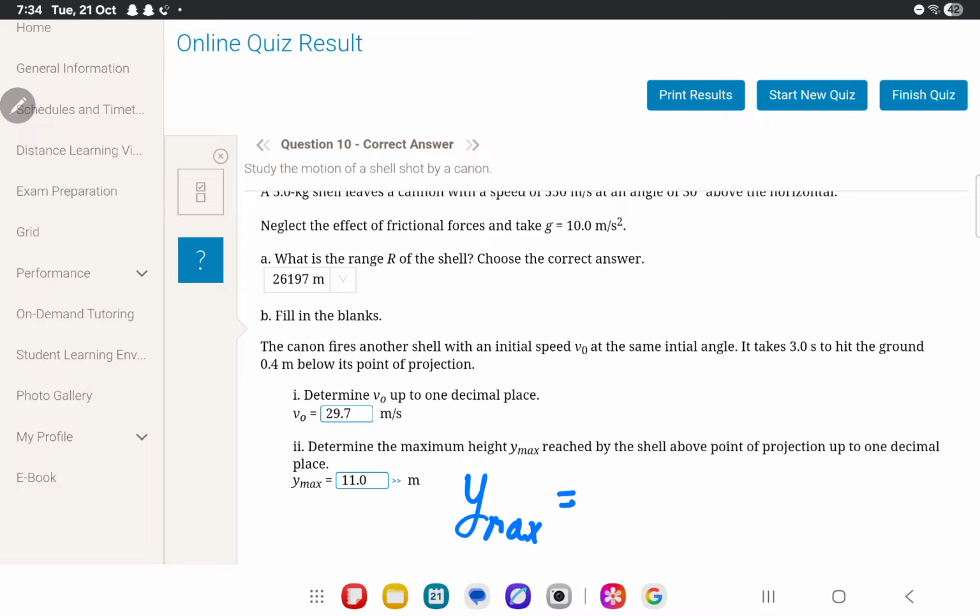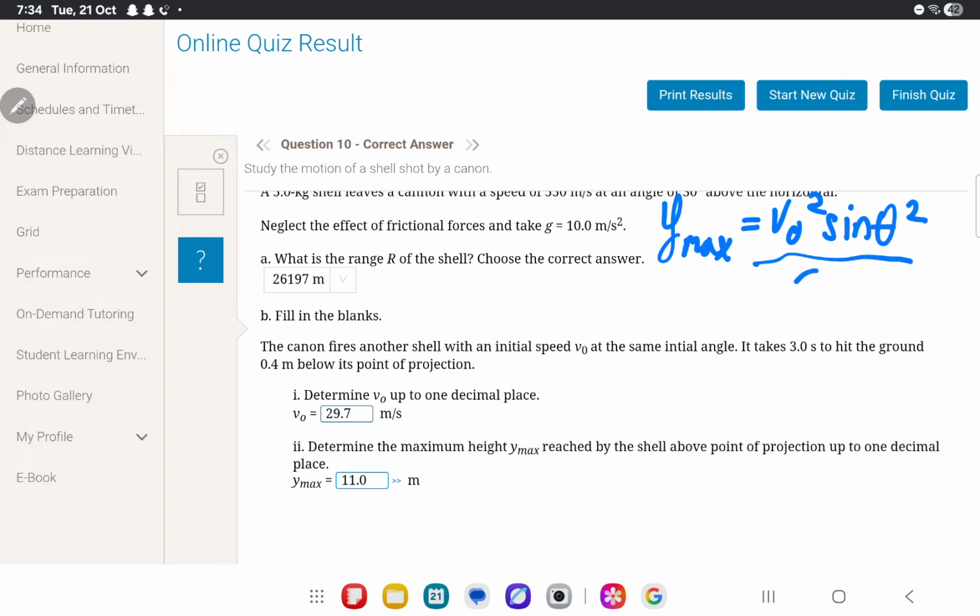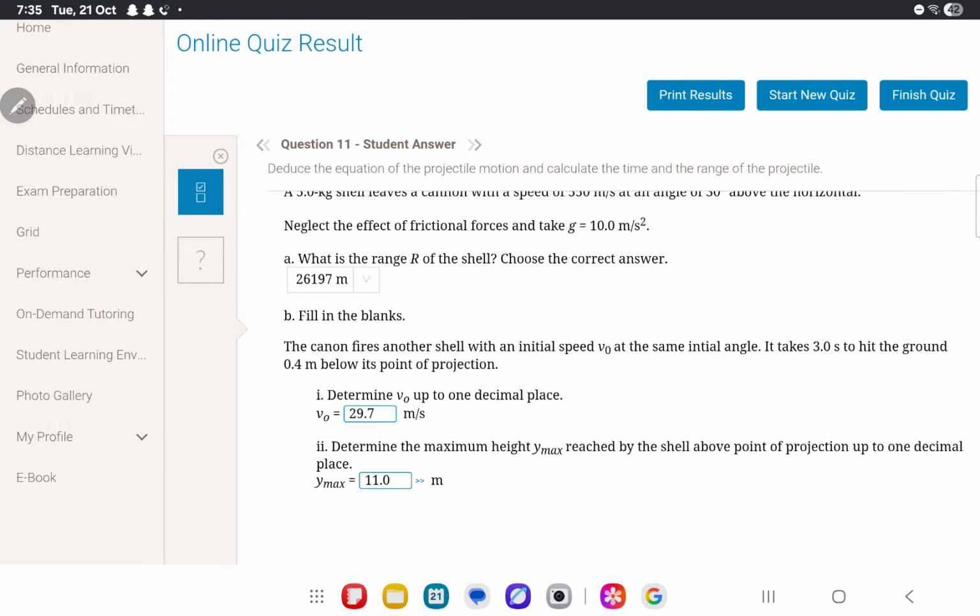I'll write the formula up here because I need the space down here to work. So y max is equal to V0 squared sine theta squared over 2g. V0 is 29.7 squared, sine 30, close the bracket, then squared, over 2 times 10 because g is 10. You get 11.02, and the answer is 11.02 to one decimal place. That is correct.